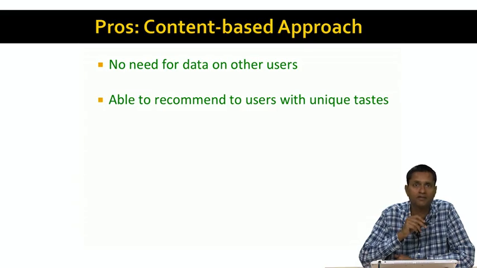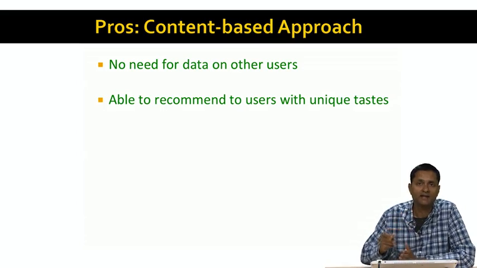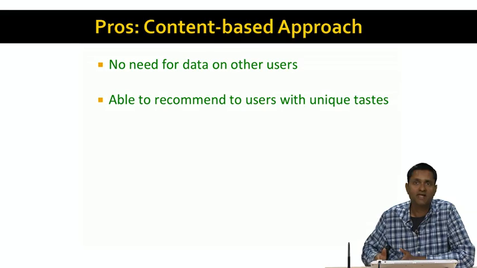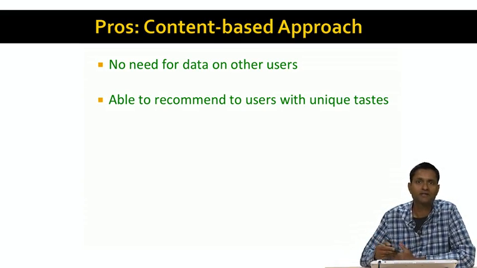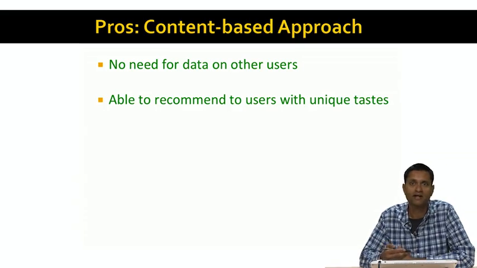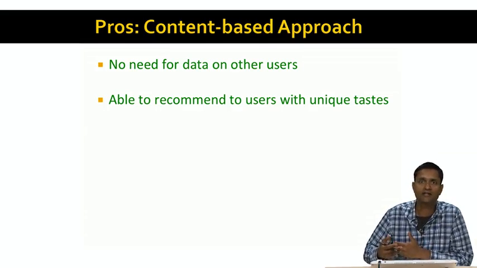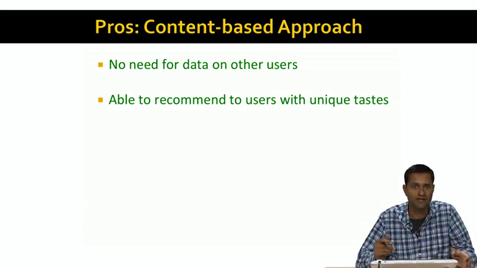Another good thing about content-based recommendation is that you can recommend to users with very unique tastes. When we get to collaborative filtering, we'll see that to make recommendations to a user, we need to find other similar users. The problem with that is that if there's a user with very unique or idiosyncratic tastes, there may not be any other similar users. Whereas a content-based approach is able to deal naturally with this. A user can have very unique tastes, and as long as we can build item profiles for the items that the user likes and a user profile based on that, we can make recommendations to that user.